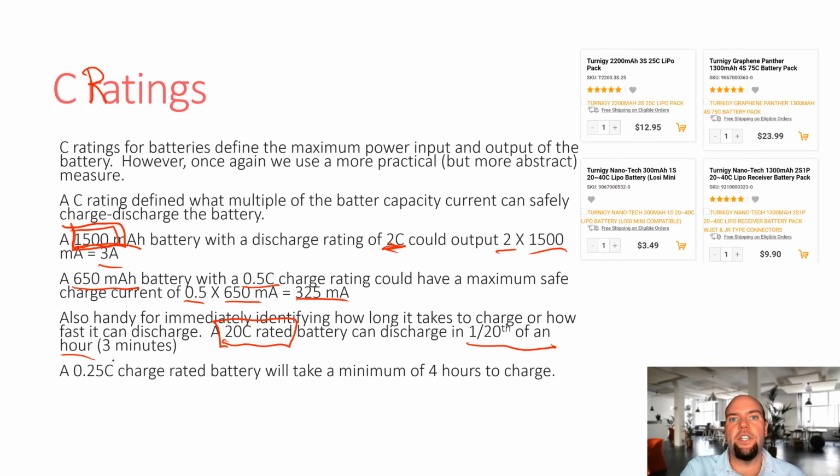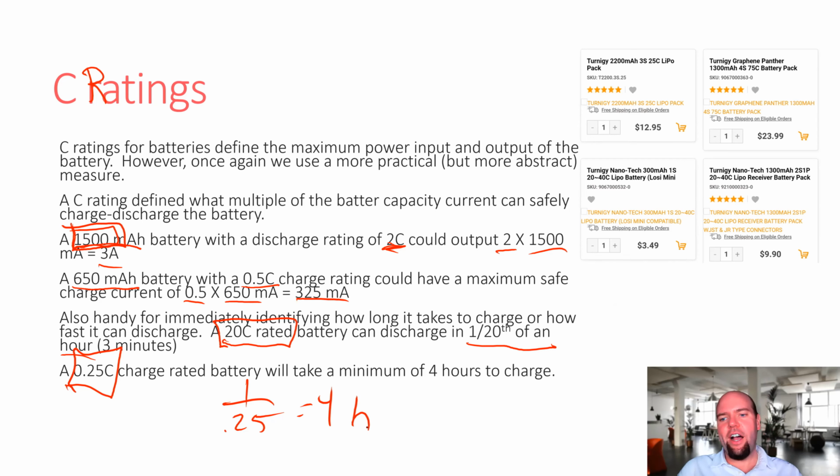It's almost more useful in the charge rate, because if you get a battery that has a charge rate of 2C, that's really good. That means you could charge that battery in a half hour or close to it. There's stuff at the end that has to slow it down, but you could get it mostly charged in half an hour. Another example, if you have a battery with a 0.25C charge rate, it will take a minimum of 1 divided by 0.25 equals 4 hours. Minimum 4 hours to charge this battery. So, important terms, and you'll see this if you're shopping.